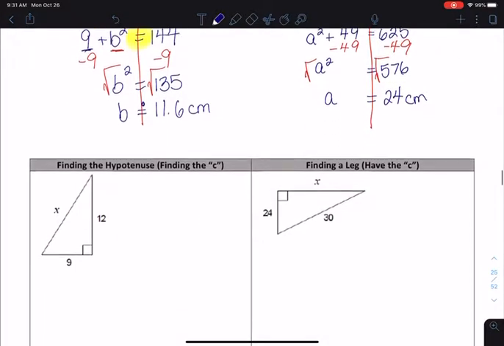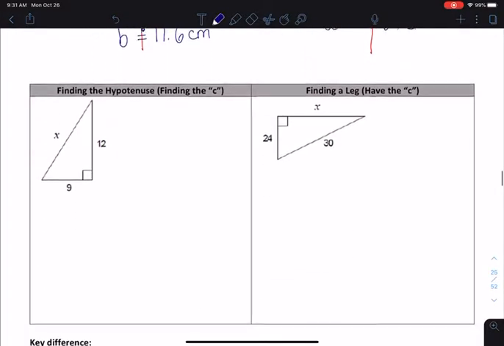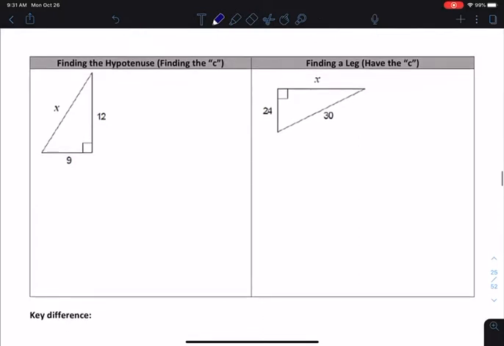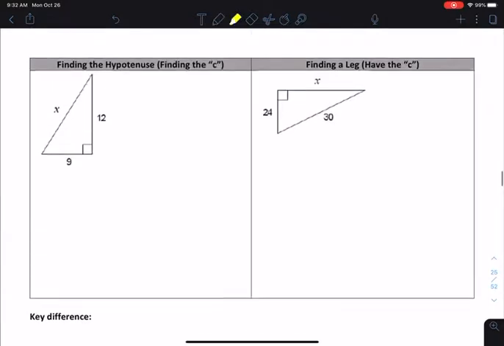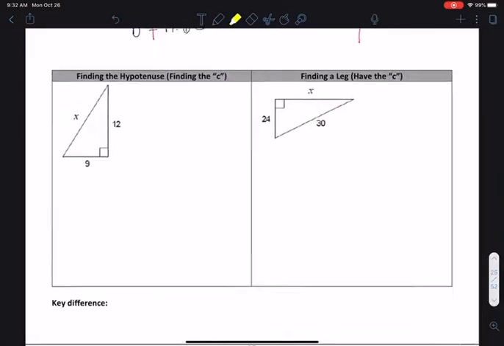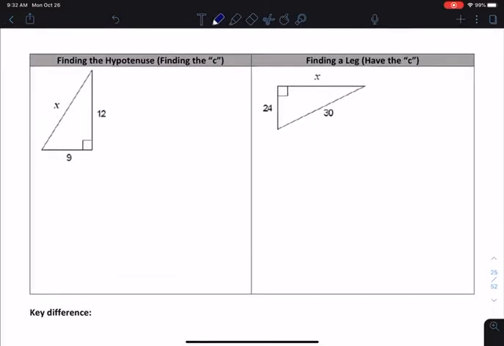So notice that there's a difference between when you have the hypotenuse and when you don't have the hypotenuse. So we'll do one more just like that. Again, start by labeling your C, which is across from the right angle. So this time I have my hypotenuse. I'm going to do this as C squared equals A squared plus B squared.